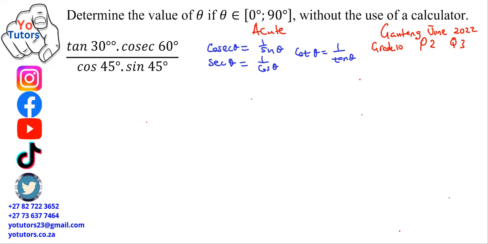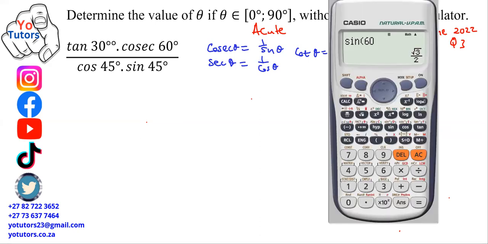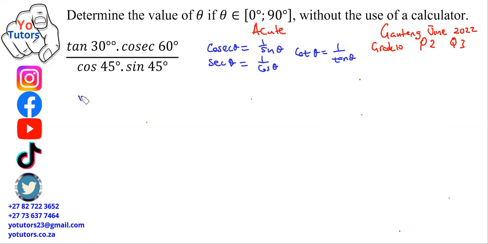Now let's look at this question. I'm just telling you that when they say without using a calculator, make sure that you don't leave your answer as a decimal. So tan 30 here is root 3 over 3. So we can now put root 3 over 3. Then we are multiplying.